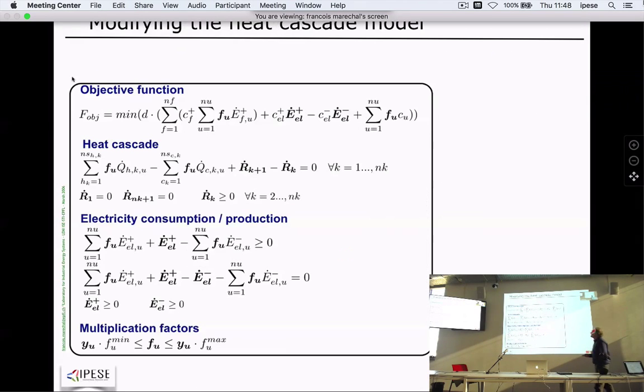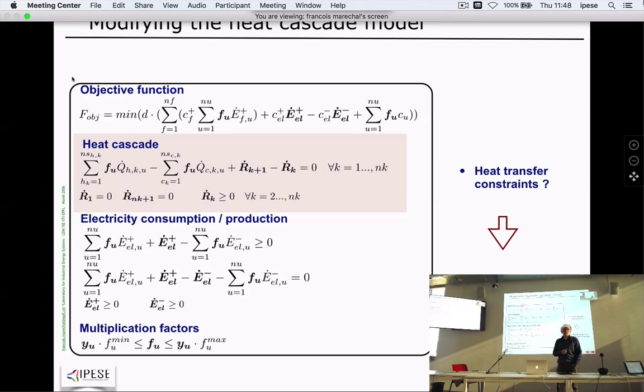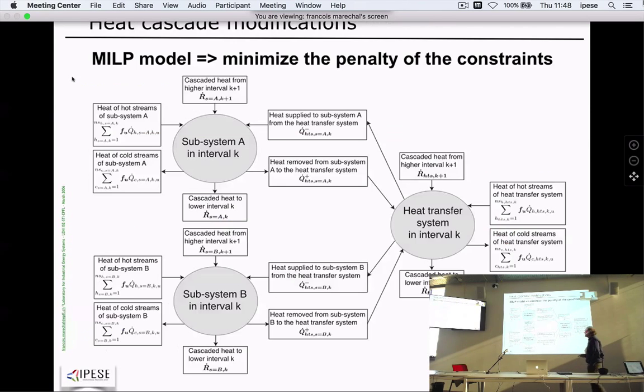So we know that if we want to do the process integration, we will solve this problem. That will give us the list of the possible heat recovery in the system, but that doesn't have any heat transfer constraints. So we have to modify the heat transfer constraints, the heat cascade constraints, in such a way that we will be able to express the restricted matches. And the way we can do it is by using the following trick.